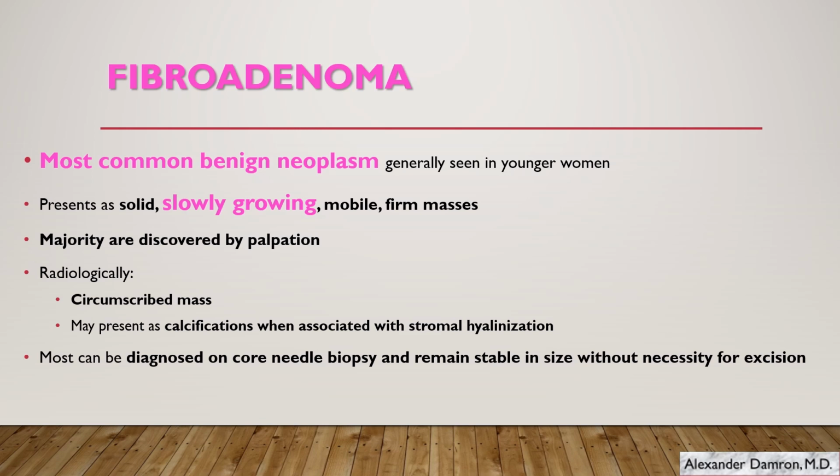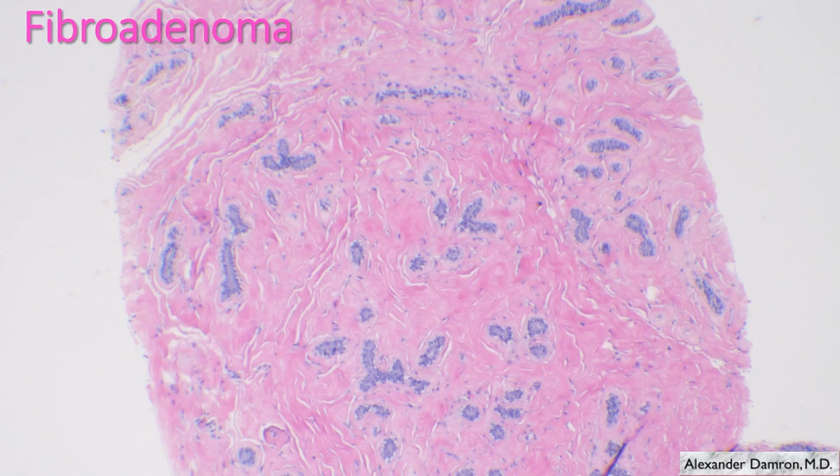If they are found radiologically, they're going to be a circumscribed mass. Sometimes they can be slightly irregular if they're hyalinized or myxoid with pushing borders, but generally they're going to be a nice, well circumscribed mass. And sometimes they can actually present as calcifications, especially in older ladies that have hyalinized fibroadenomas with stromal calcifications. Even if they're smaller, say microscopic sized fibroadenomas with stromal hyalinization and calcification, sometimes you can see them present that way as well. These can usually be diagnosed on core needle biopsy, and they're going to be stable in size and they don't need excision.